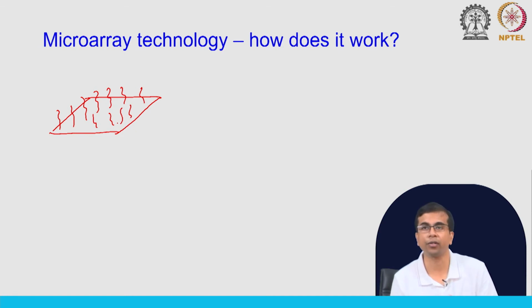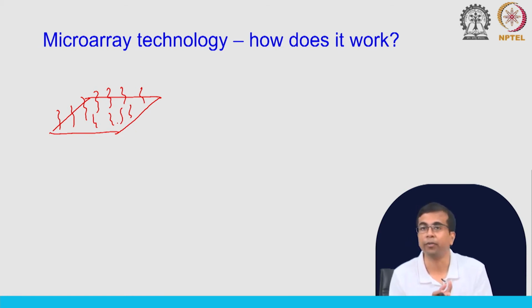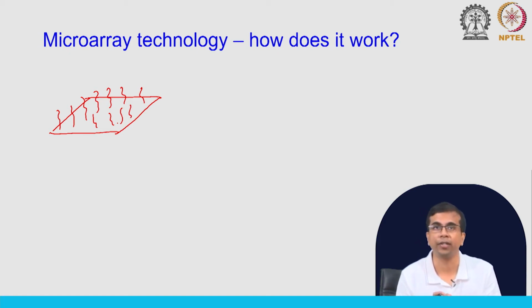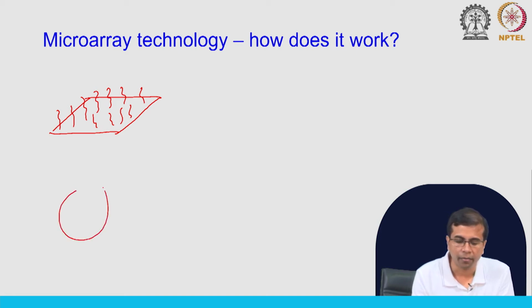Okay. So, again you can also control how many you can have. So, you can have between hundred thousands to millions. Okay. So, you can have these probes that are complementary to some region of the genome sequence that you are working with.